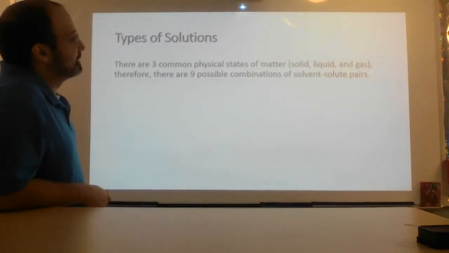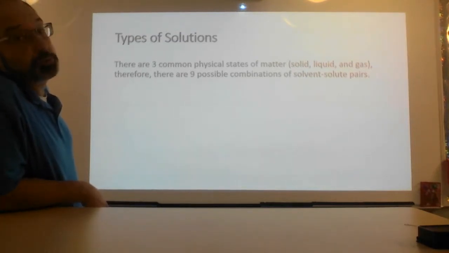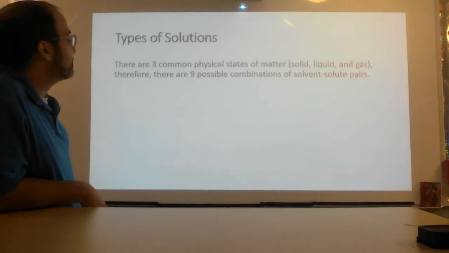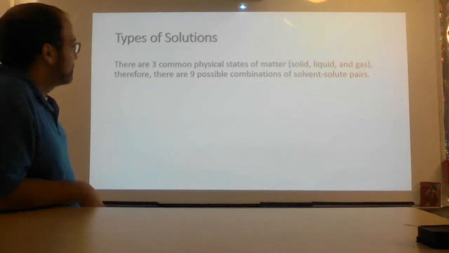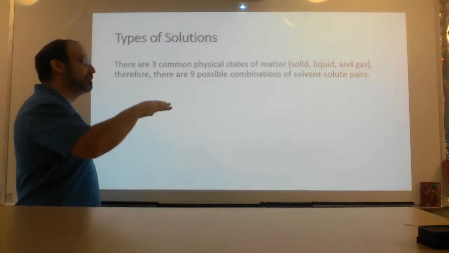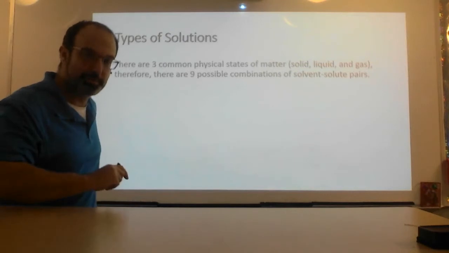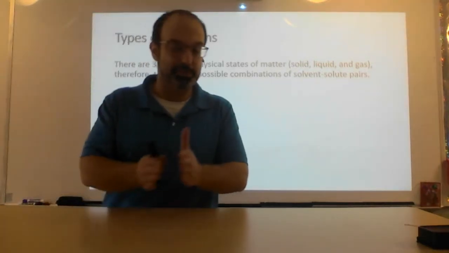Now, types of solutions. There are three common states of matter: solid, liquid, gas. We're not going to talk about plasmas here because there's not really any plasmas on Earth, so we're just going to stick with those three. Therefore, there are 9 possible combinations of solvent-solute pairs. So there are 9 types of solutions.